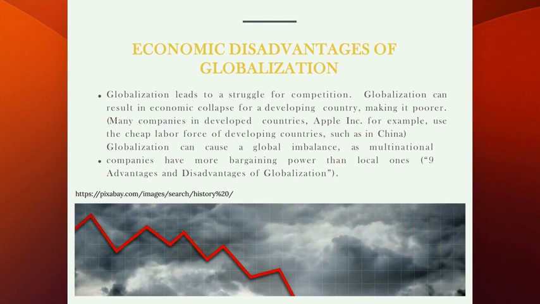Globalization leads to a struggle for competition. Globalization can result in economic collapse for a developing country, making it poorer. For example, as you see, using the cheap labor force of developing countries such as China. Many companies in developed countries do the same procedure. That's why it may lead to some disadvantages, unfortunately. Well, the next one is that globalization can cause a global imbalance, as multinational companies have more bargaining power than local ones.